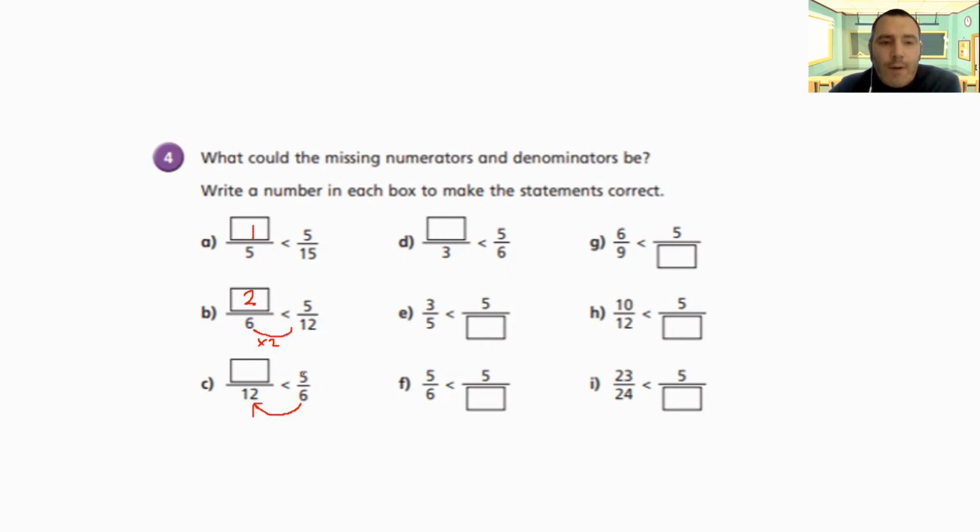So if I multiply this, I need something less than 10. So I could have 9 or 8, 7, 6, 5, 4, 3, 2, or even 1. So this one here. So we've doubled this, we've multiplied by 2. So I need something that when I multiply it by 2, it's less than 5. Well, we can have 2, which will give me 4. 1 is also an acceptable answer here as well.